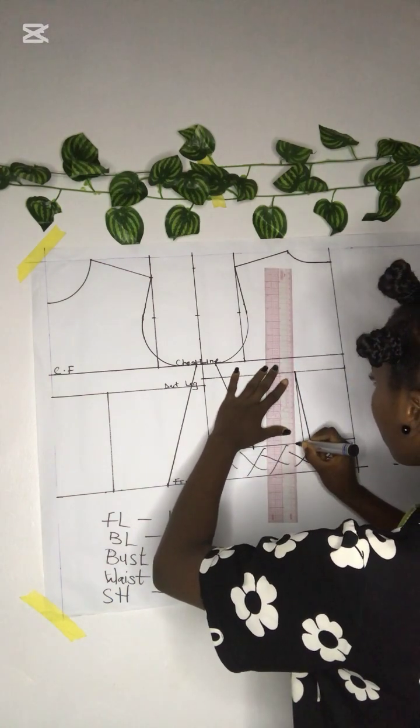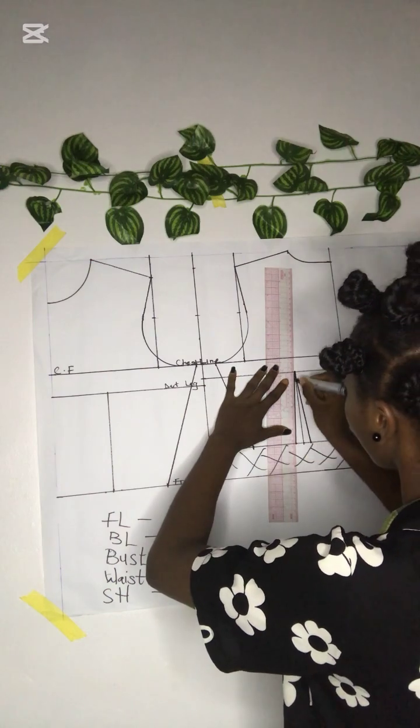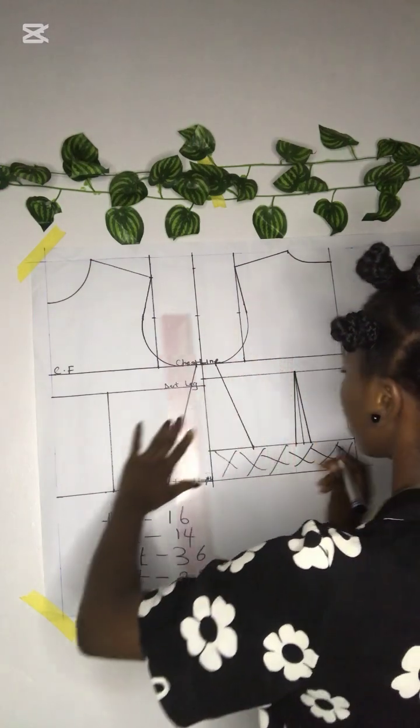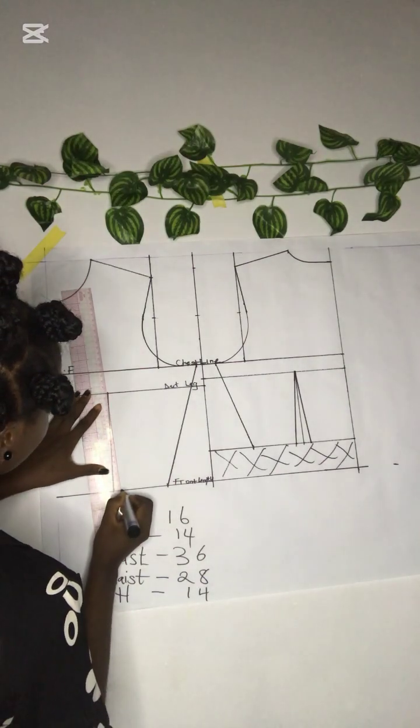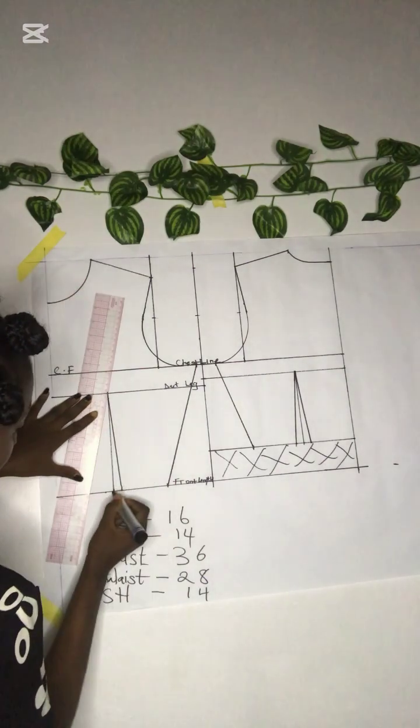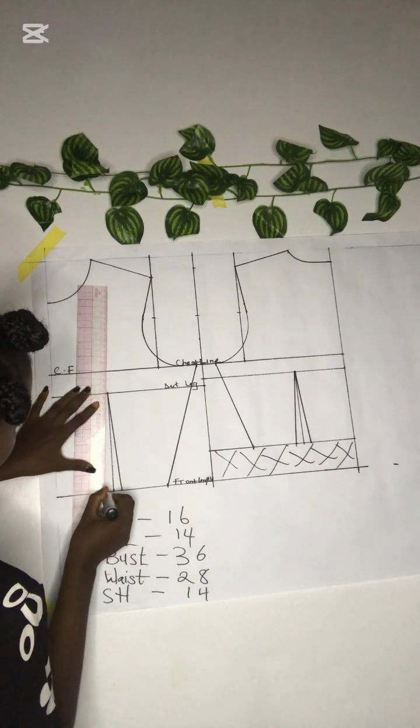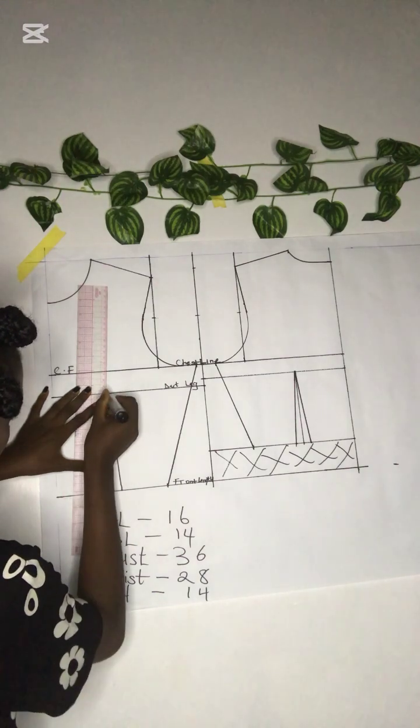So this is me doing the back. You see, I connected it to that same point at the top, and the same thing for the other side, that same point at the top. So I'm going to do the same thing for the front piece. Make sure you connect it well and make sure it is straight.